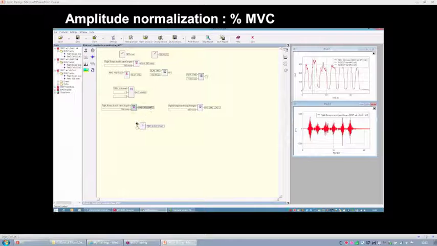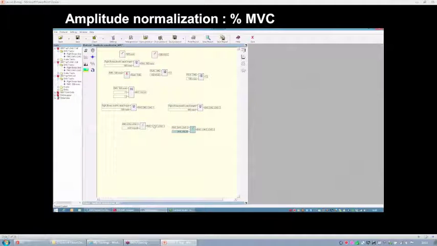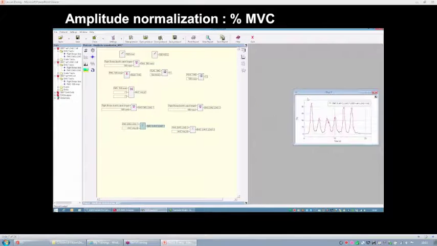The first input will be the root mean square EMG for the first condition. We are dividing by the maximum voluntary contraction value. And the same we can do for the second signal. So this is the first.